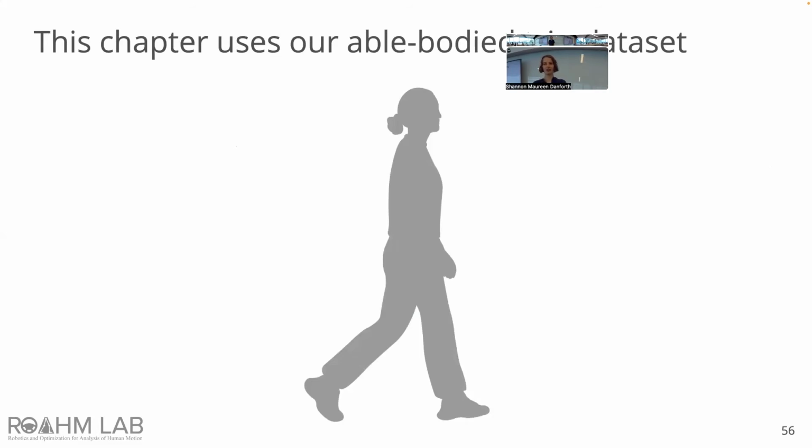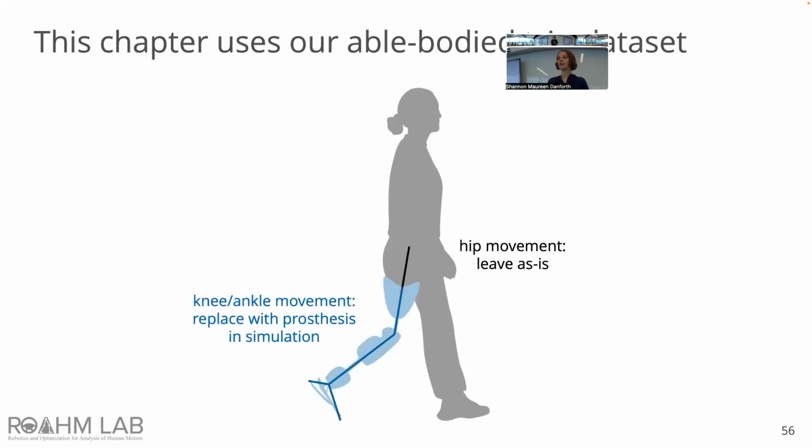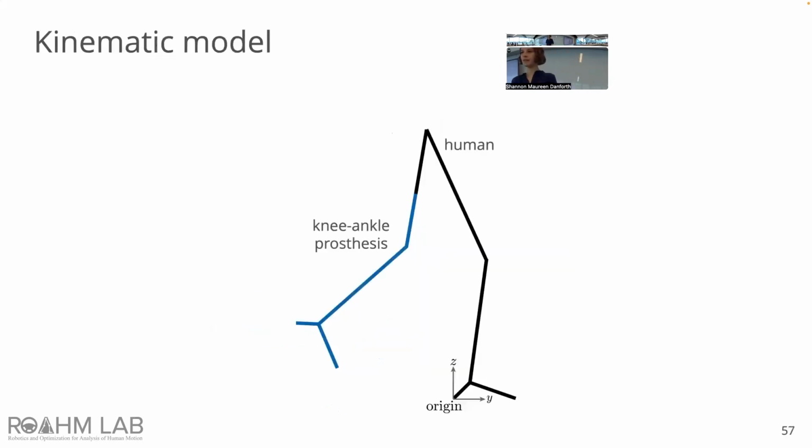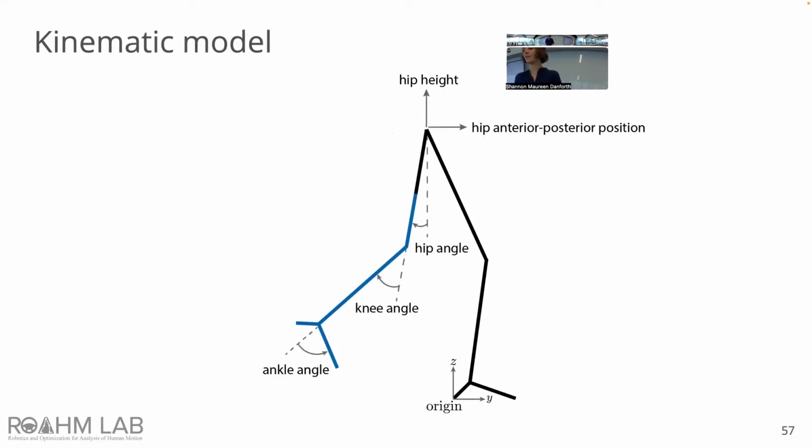Once again, we're going to use our able-bodied trip data set in this chapter, but because we're investigating prosthesis motion, we leave the hip movement as is and we analyze real human trip recovery behavior. And then we replace the knee and ankle with a prosthesis in simulation. So we use a kinematic model in this framework with a human and prosthesis subsystem. And the model has 5 states: the hip height and the hip anterior posterior position, and then the hip, knee, and ankle angle.